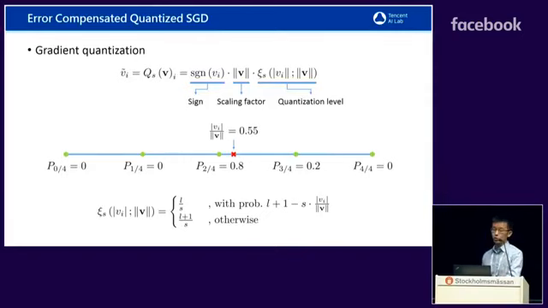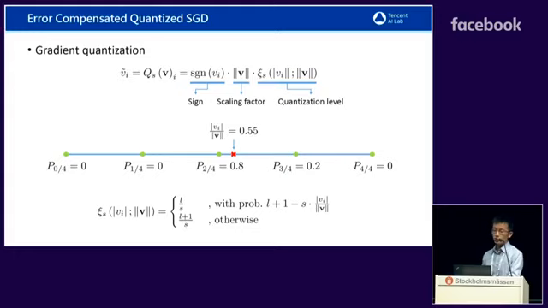Now we will introduce how the local gradients are quantized in our method in detail. Here we use the quantization function QS for gradient compression, where S stands for the number of non-zero quantization points. In this example, we have S equals 4. The quantization function consists of 3 parts. The first part is the sign, followed by the scaling factor and the quantization level. Overall, this quantization function will provide an unbiased estimation of the original vector V.